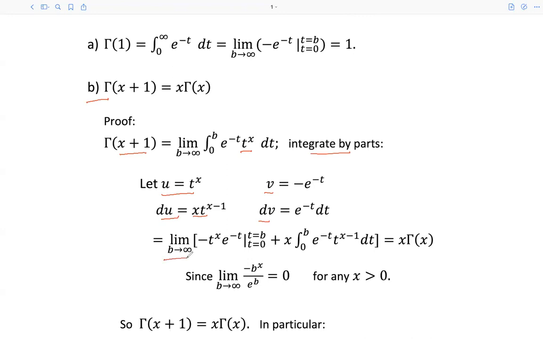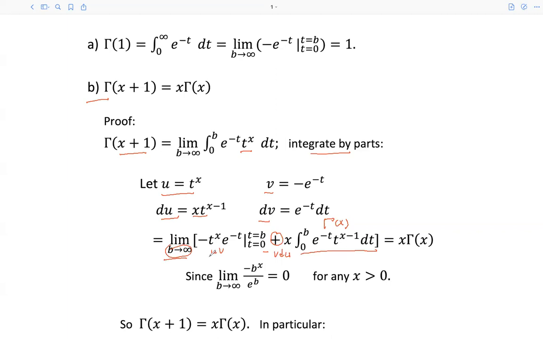Since this is an improper integral, we always have to take a limit. Then we'll have uv, so this is our uv, then minus the integral of v du. Because v is negative, minus negative becomes plus. Plus x times the integral of this. What is this? Because b goes to infinity, this is just the definition of gamma of x.